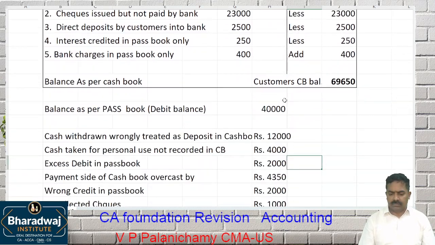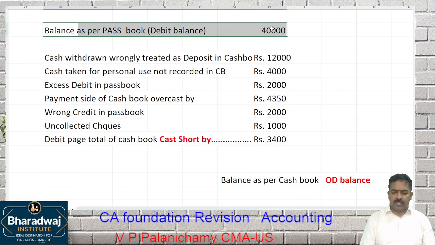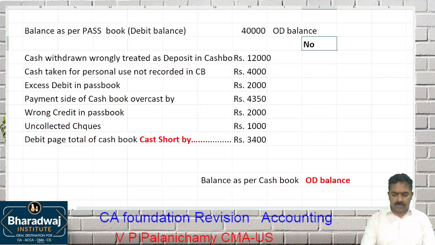Now let us do OD balance as per passbook. Balance as per passbook. Debit balance means which balance? OD balance. So think normally. For normal, if you do add, for OD it will be the opposite.